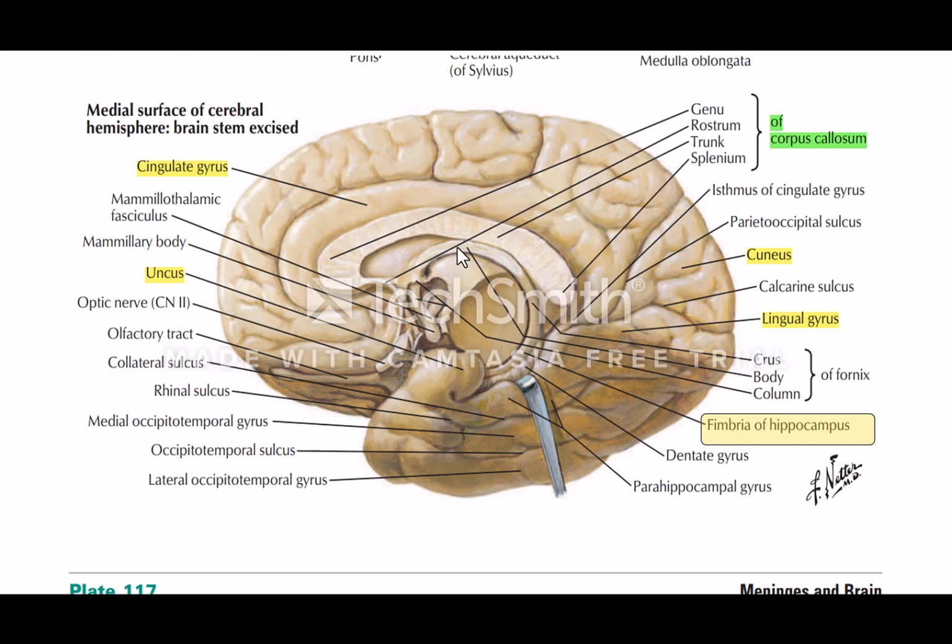That's our fornix, and the fornix has a body, has the crus or the cross, and plural is the crura, and we have the column of the fornix. Okay, and that's our septum pellucidum, which is the septum connecting the fornix to the corpus callosum. Okay, and that's our anterior commissure there.